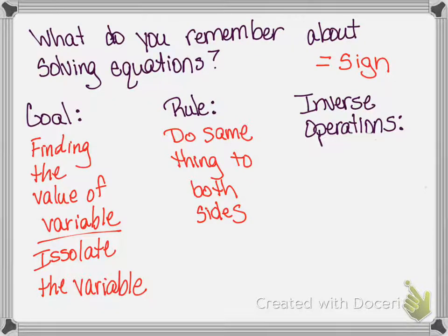Now, we solve equations by using something called inverse operations. Inverse operations are operations that undo each other. Does anybody know an example of an inverse operation? Like adding 5 and subtracting 5? Absolutely. Addition and subtraction are inverse operations. Okay? So if I've got a plus 5, I get rid of it by subtracting 5. If I have a negative 5, I get rid of it by adding 5. And I have to do that to both sides.